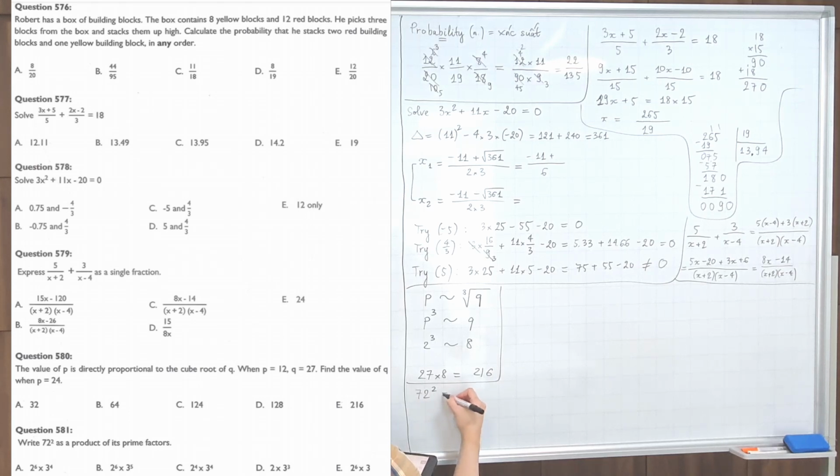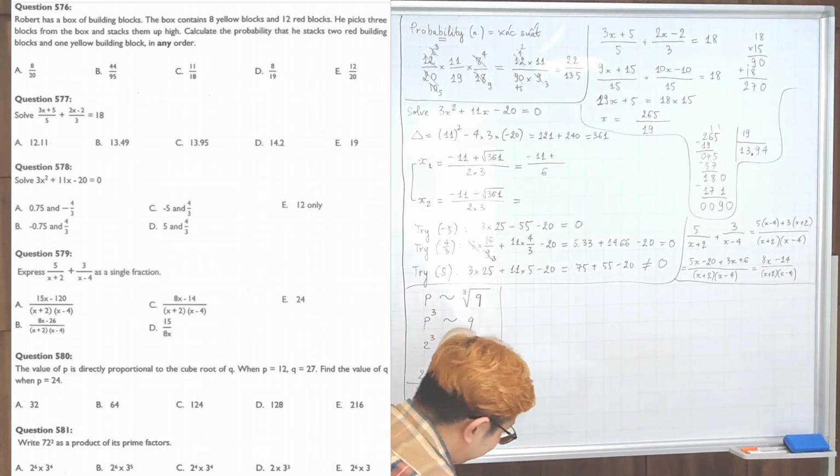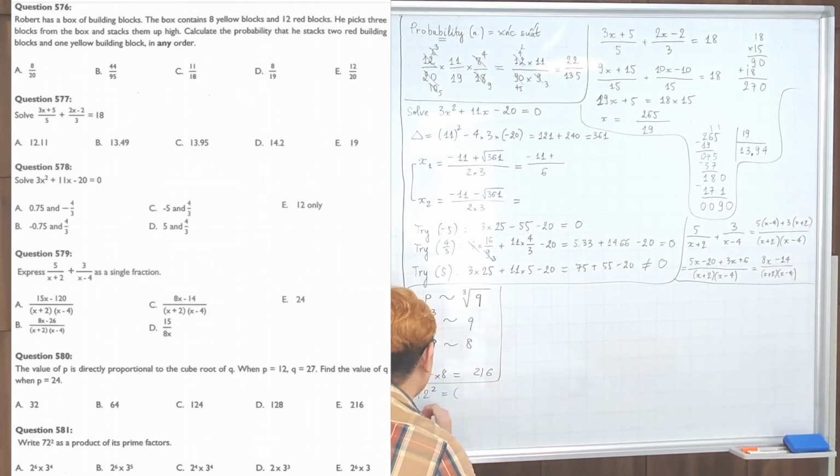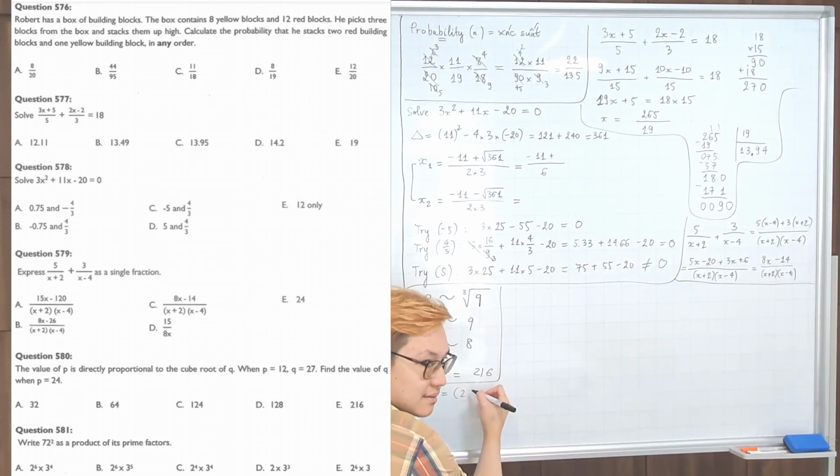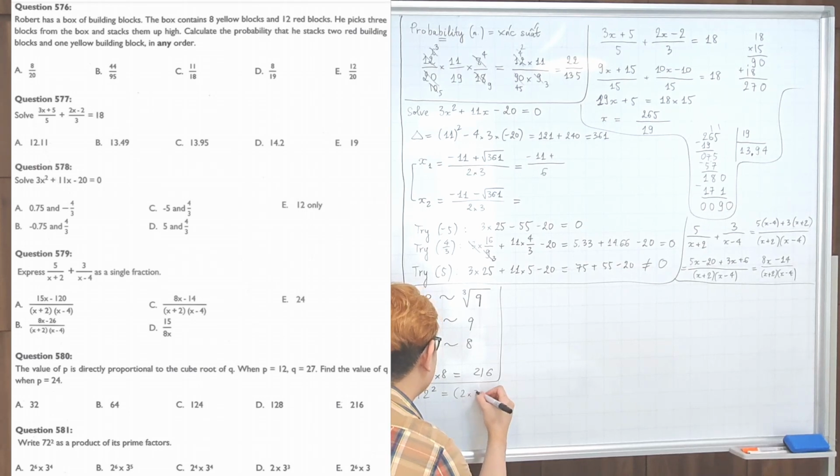72 squared. Okay, look at all the answers. You see 2 or 3 to the power of something. Tất cả câu trả lời đều là 2 mũ gì đó hoặc là 3 mũ gì đó. It means that you have to try to reduce this number here to 2 and 3. Phải giảm thiểu cái số này xuống còn là 2 hoặc 3 như vậy. So it means 72 thì là bằng 2 nhân 36. 2 times 36 squared.